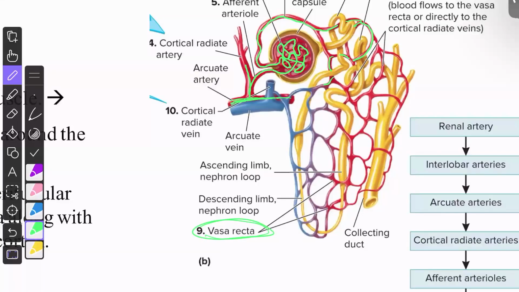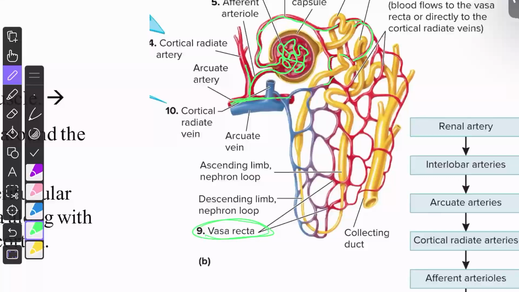All nephrons have peritubular capillaries. All of them. Juxtamedullary, the cortical nephrons, they all have peritubular capillaries. Only the juxtamedullary nephrons have vasa recta.